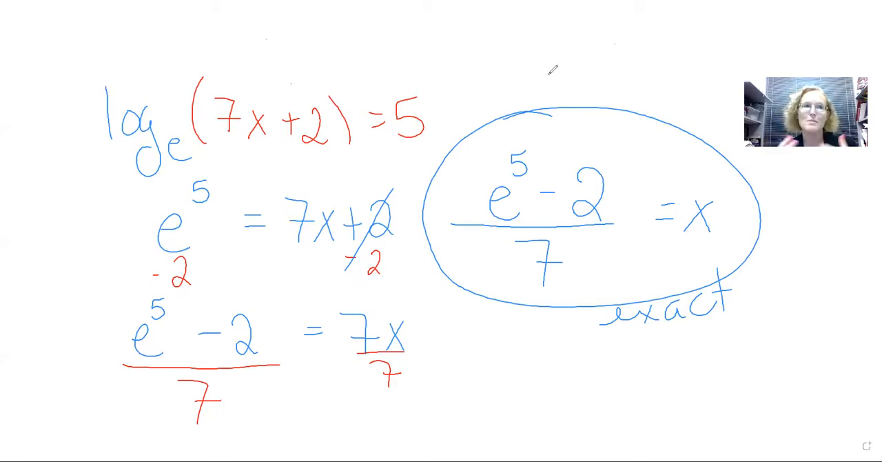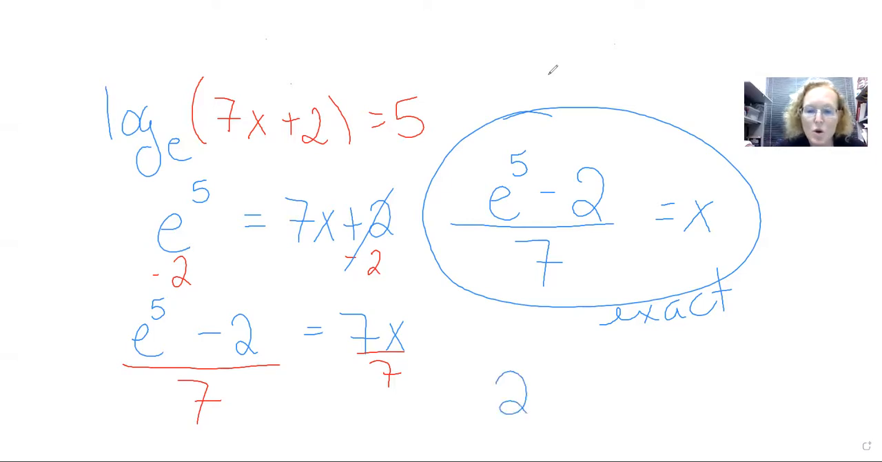If you were looking for some idea of how big that number is, I don't know about you, but I don't have a clue. So to get an idea of what size that number is, we're going to need a rounded answer, and that means grab a calculator. So what we're going to do is we're going to grab a calculator. I'm going to plug in e raised to the 5th. I'm going to subtract 2, and then I'm going to get an answer because I always want to get an answer for that numerator. And then I'm going to divide by 7. And I'm going to say, let's round to 2 decimal places.